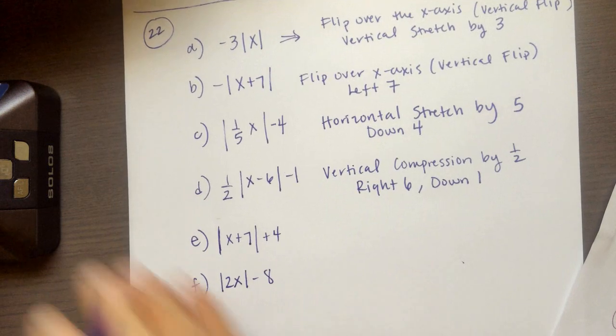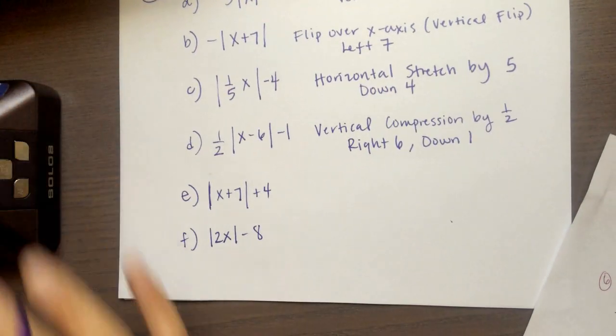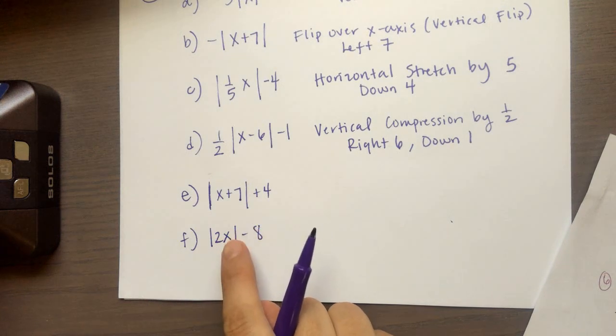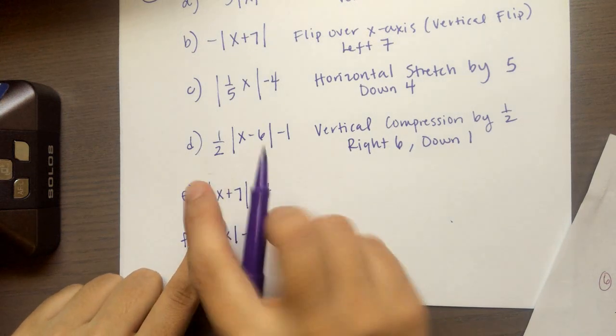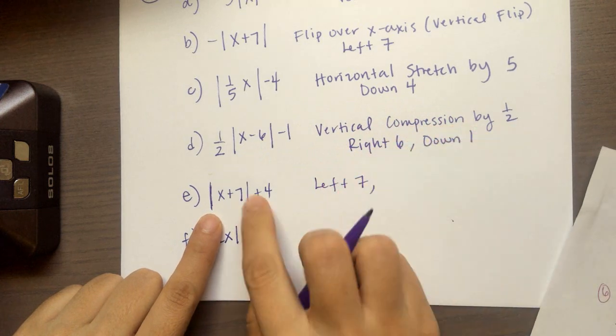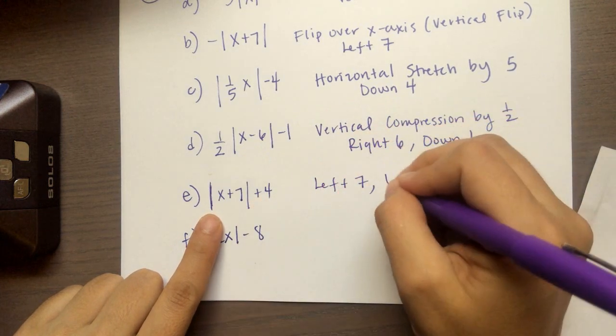Part E. Here it says x plus 7 plus 4. This right here is going to be horizontal land, so this is left 7. And on the outside, this is up 4.